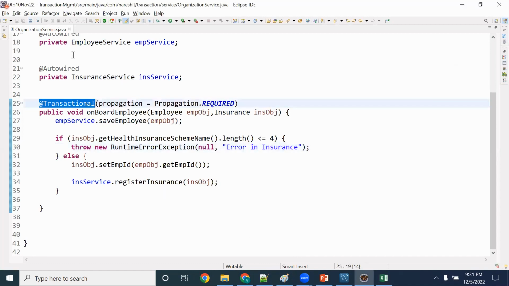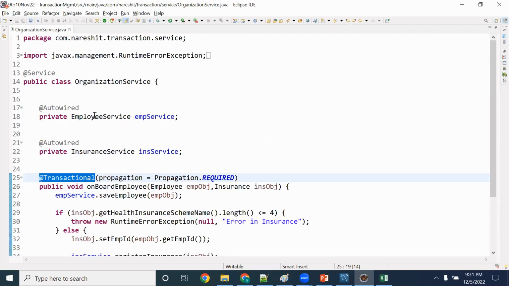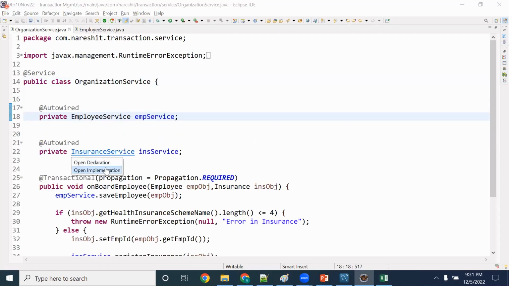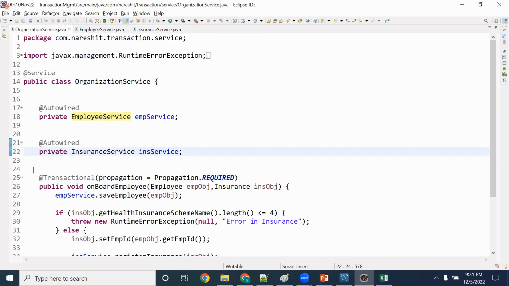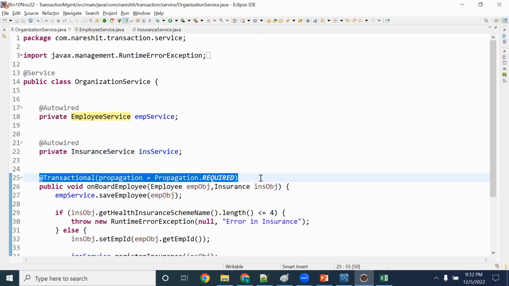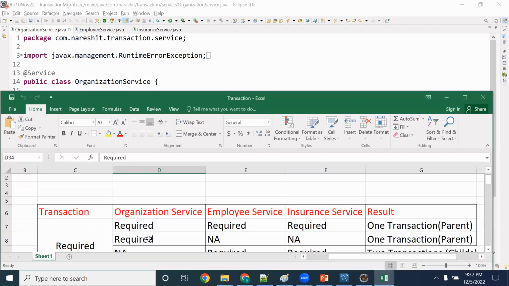I wrote the transactional annotation only at org service, right? I didn't write anything in the employee service. I didn't write anything in the insurance service. Am I right? Did I write any transaction annotation? Only at org level I wrote. The same combination, right? This is whatever I typed in the class. This time also there is only one transaction object, full commit, full rollback. If employee succeeds and insurance succeeds, then only data will be saved. If any one of them fails, everything will fail.